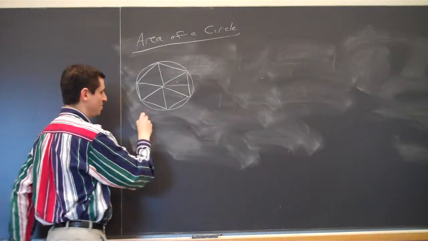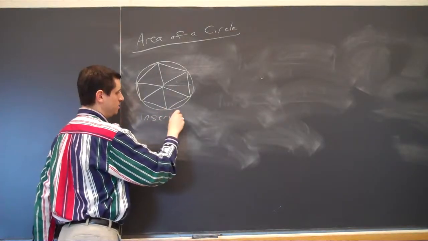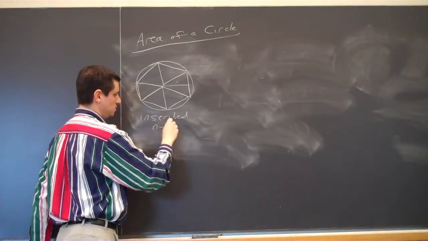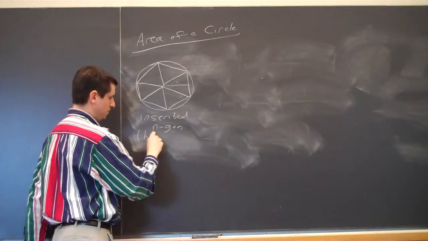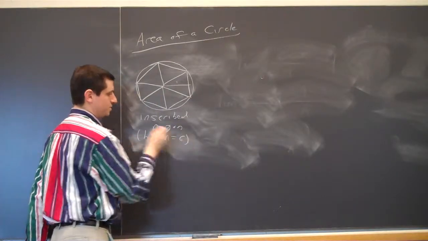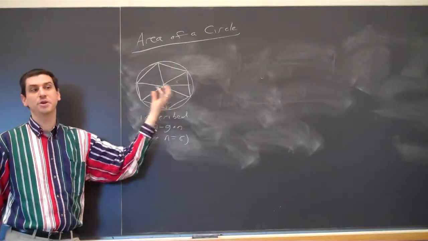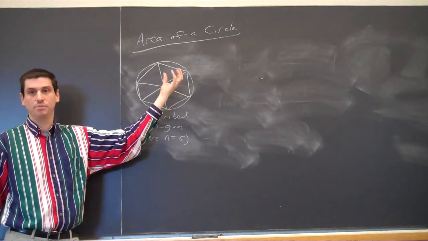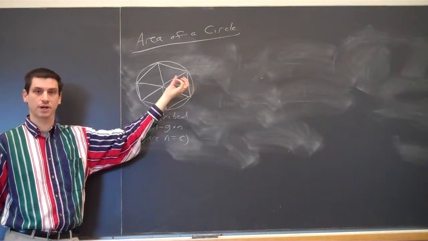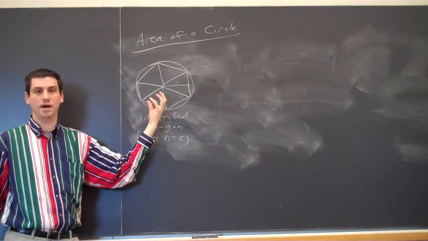Circumscribed. It's been a while since you may have seen these words. Inscribed n-gon. Here, n equals 6. So what I can do is calculate an approximation for the area of the circle by just calculating the area of the hexagon. This will be a lower bound.